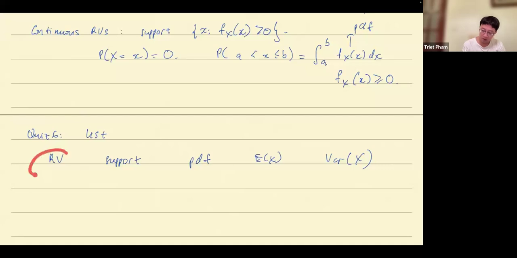Okay, so what's the most basic continuous random variable that you must know? The most basic one will be the uniform from A to B. The support, of course, is from A to B, the interval. The PDF, because it's uniform, is 1 over B minus A. The expectation is B plus A over 2. The variance is B minus A squared over 12.